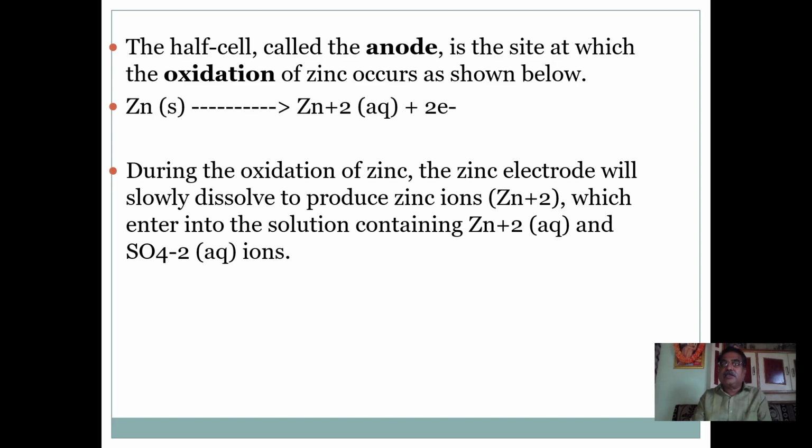the anode is the site at which oxidation of zinc occurs, as shown below. In the oxidation reaction, a zinc atom undergoes oxidation by loss of 2 electrons, producing Zn+2 ion and 2 electrons. During oxidation of zinc, the zinc electrode will slowly dissolve to produce zinc ions, which enter the solution containing Zn+2 ions and SO4-2 ions.